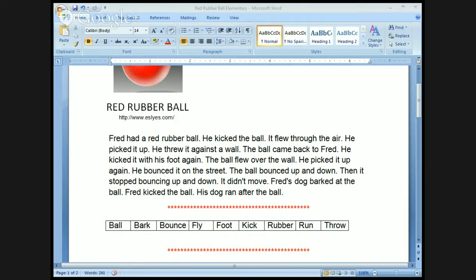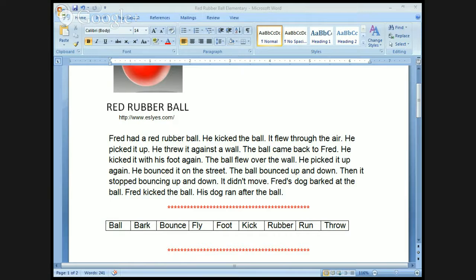Now I would ask you to summarize what you heard me say, or summarize what you actually read. To summarize, I might say something like this. The title of this story is Red Rubber Ball. The story is about Fred, who is playing with the ball. He's kicking the ball. He's bouncing the ball on the street. And somehow the ball went over the wall. Fred's dog barked at the ball, and Fred kicked the ball, and Fred's dog ran after the ball. That would be what I would say to summarize it.